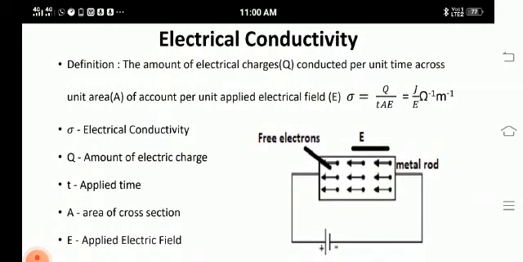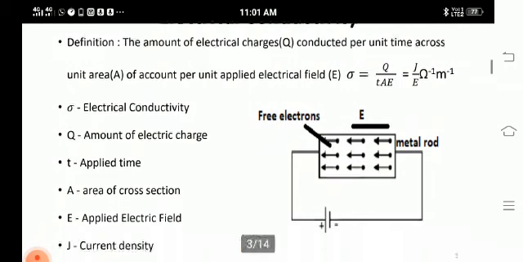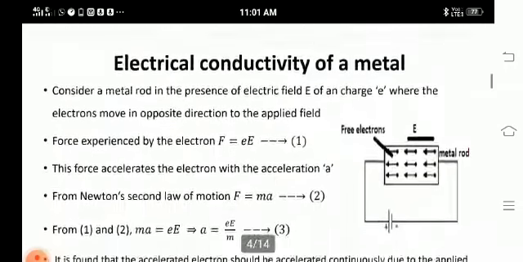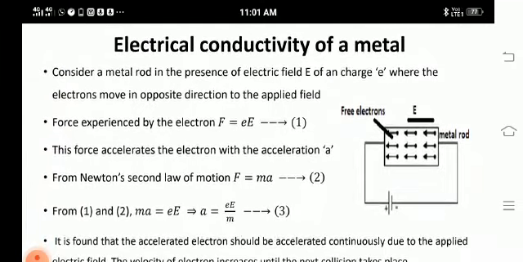that is sigma is equal to q divided by tAE, that is equal to J by E, mho per meter, where sigma is electrical conductivity, q is amount of electric charge, t is applied time, A is area of cross section, E is applied electric field. Here J is current density. Now we'll see the expression for electrical conductivity.